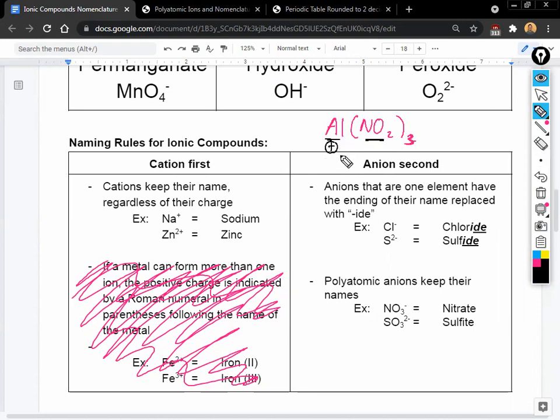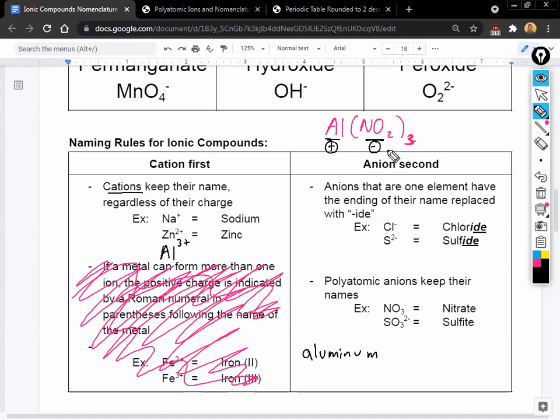So we want to write the name of the positive one first. So if you look on the periodic table, what's the name of Al? Yeah, aluminum. So we're just going to write aluminum. And that's the rule that's described right here. Cations keep their name. It doesn't matter what their charge is. So Al is 3+, but we just write aluminum. Na is +1, we write sodium. Doesn't matter what the charge is, we just write the regular name on the periodic table, okay?